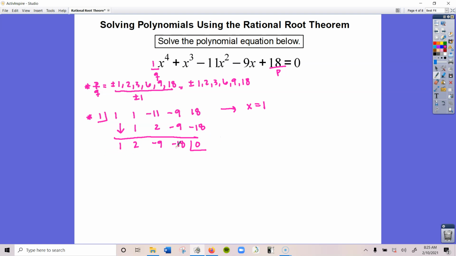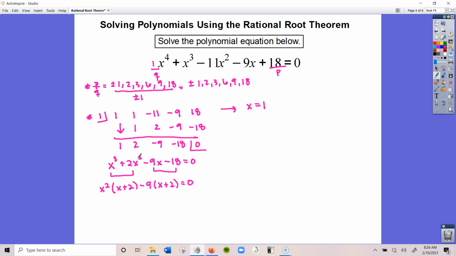Now this is a cubic function. Let's see if we could possibly factor by grouping. So this is x cubed plus 2x squared minus 9x minus 18, and we're going to make that equal to 0. So these two have an x squared in common, leaving me with x plus 2. And then these two have a negative 9 in common, also leaving me with x plus 2. So this actually works. We can actually factor by grouping.